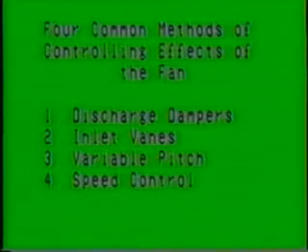When a control system is used to reset the fan capacity in accordance with the demands of the system, excess static pressure at the terminal units is eliminated and the fan system horsepower adjusts accordingly to provide operational savings. There are 4 common methods of controlling the effects of the fan. 1. Discharge damper control. 2. Inlet vane control. 3. Variable pitch control. And 4. Speed control.